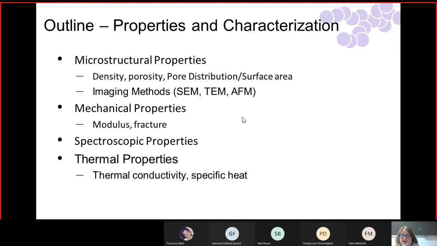So for properties and characterization, today I'm going to talk about microstructural properties and hopefully get into some of the imaging methods at the end. And then tomorrow I'm going to talk about mechanical properties, how strong they are and how we characterize that, spectroscopic properties, and thermal properties.